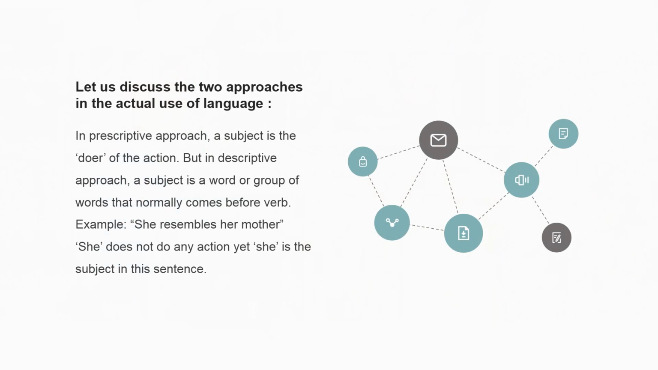Let us discuss the two approaches in the actual use of language. In prescriptive approach, a subject is the doer of the action. But in descriptive approach, a subject is a word or group of words that normally comes before the verb. For example, she resembles her mother. She does not do any action yet. She is the subject in this sentence.